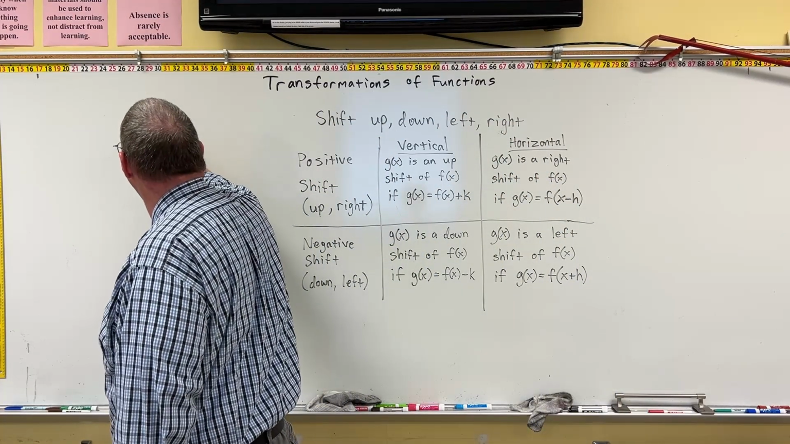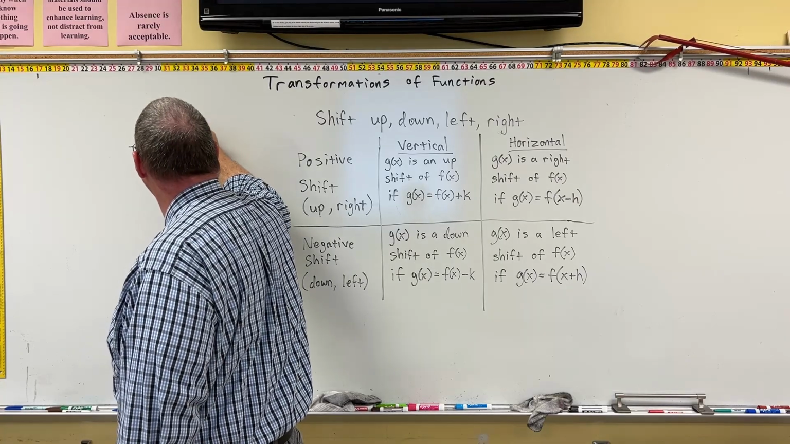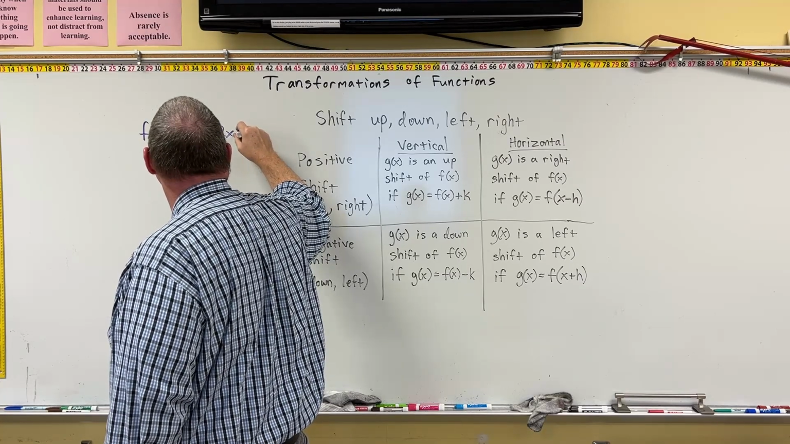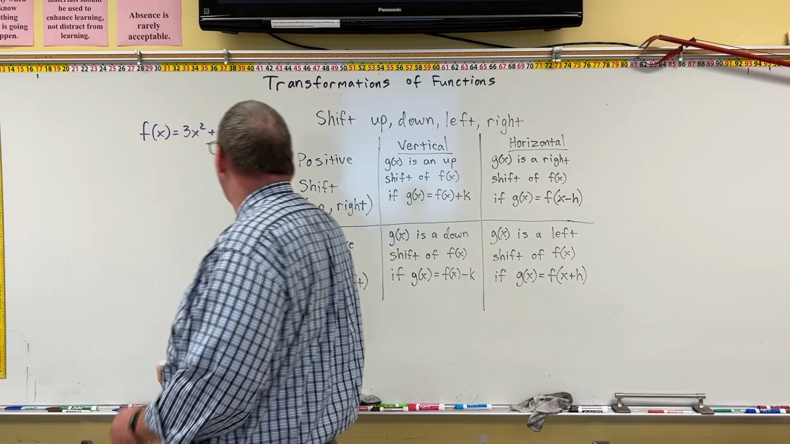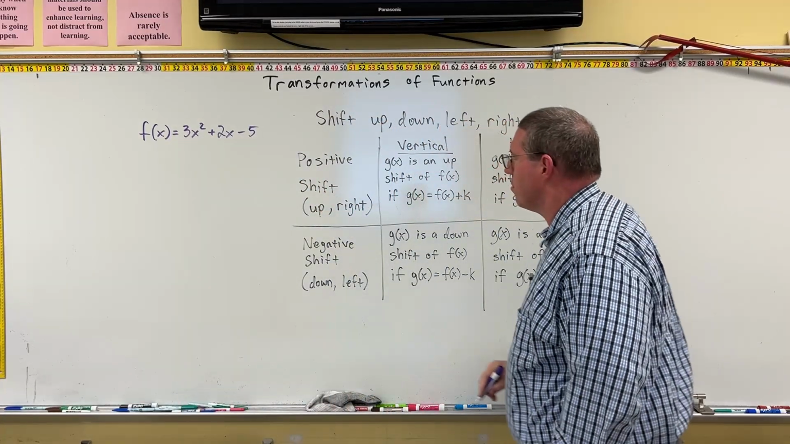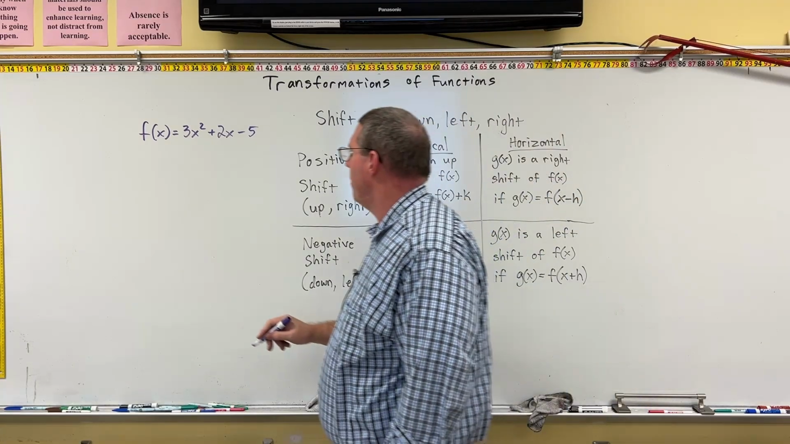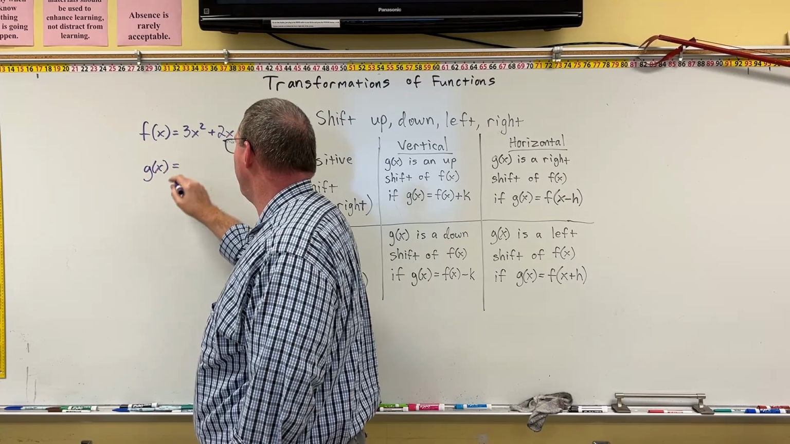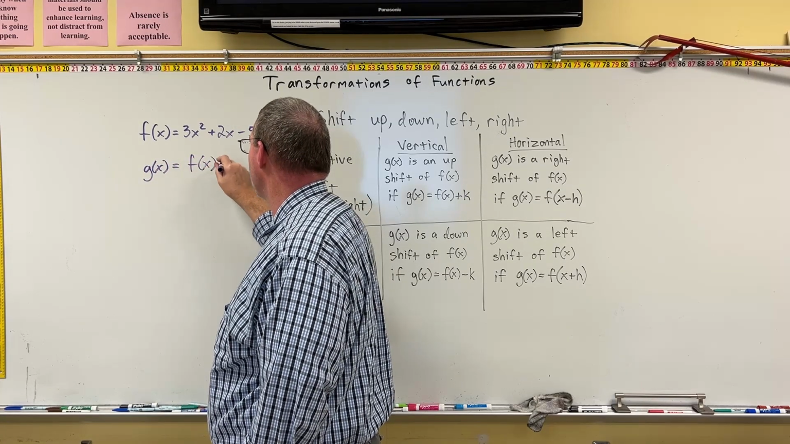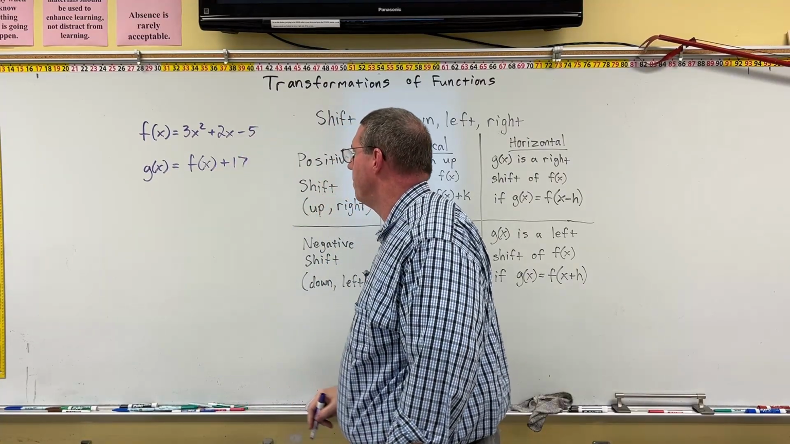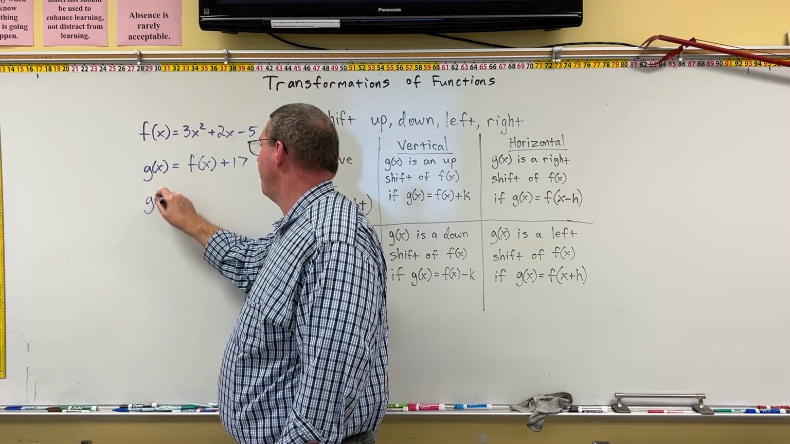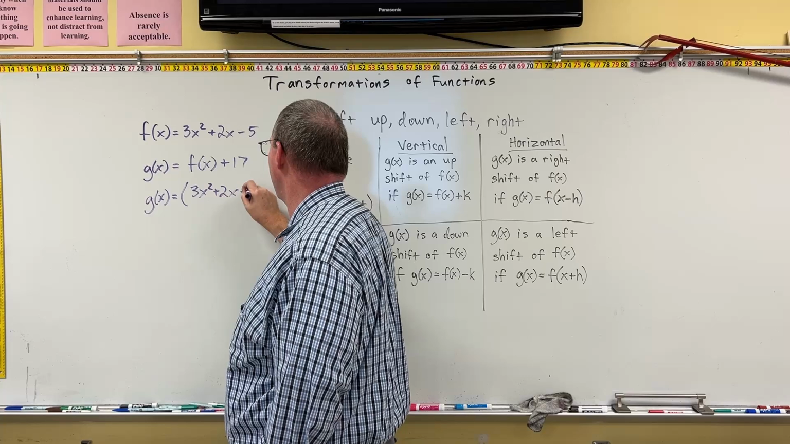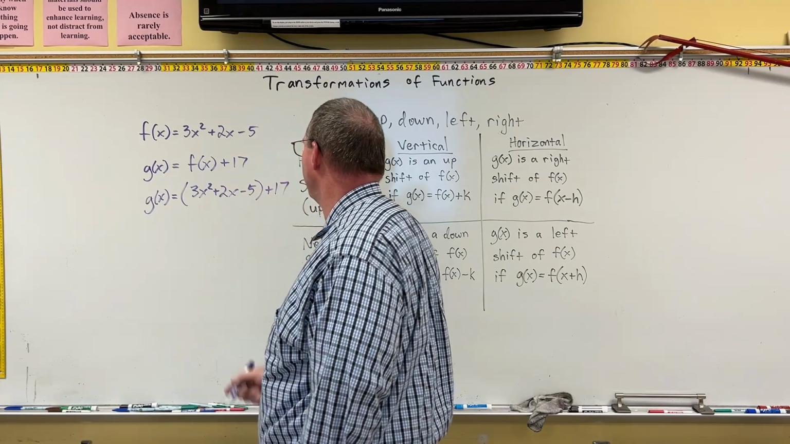So let's say that f of x is equal to 3x squared plus 2x minus 5. And let's say that we want g of x to be an upward shift by 17. So let's say g of x is going to be an upward shift of f of x, so it's going to be f of x and then with a plus 17. Okay? So what we're going to do is we're going to rewrite f of x. G of x would be f of x is 3x squared plus 2x minus 5, and then all we have to do is add 17 to that.